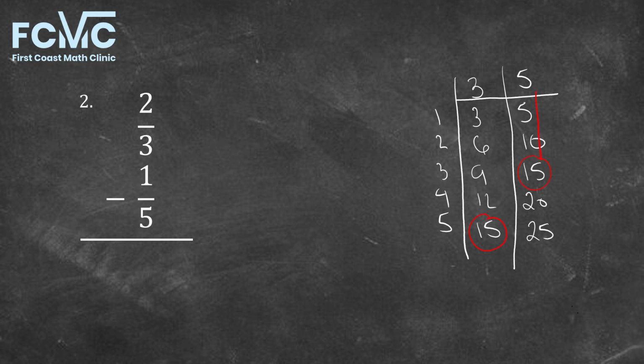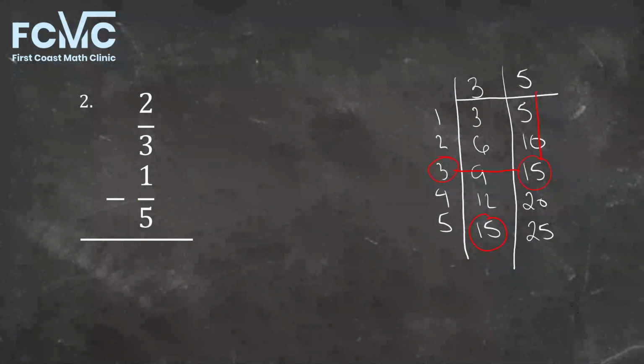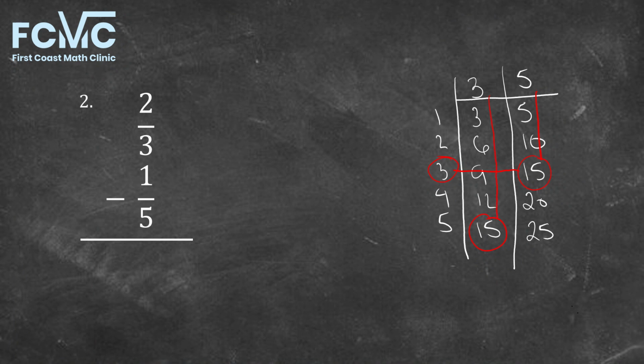Well, what do we multiply 5 by to get 15? We multiply by 3. What do we multiply 3 by to get 15? We multiply by 5. So let's do that multiplication. So 2 over 3, we're going to multiply by 5 over 5. 1 over 5, we're going to multiply by 3 over 3.